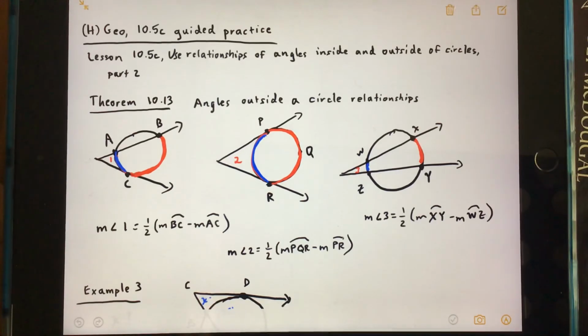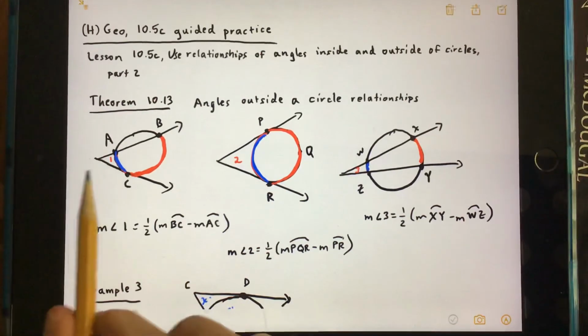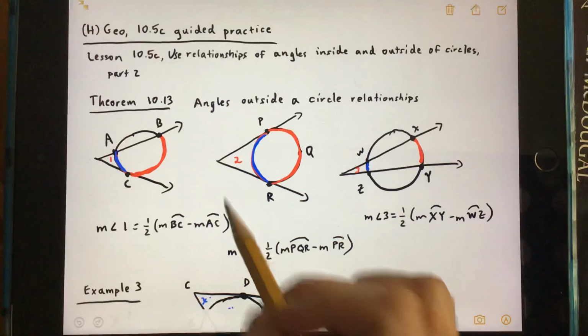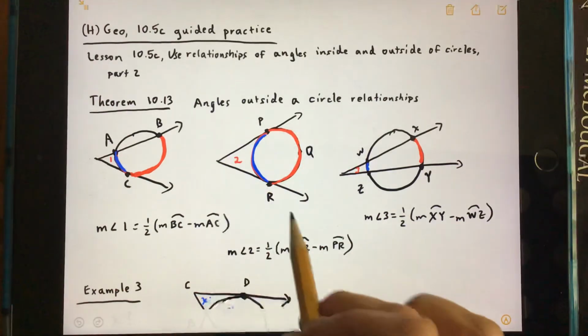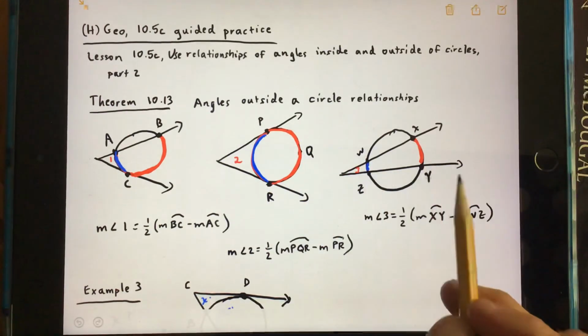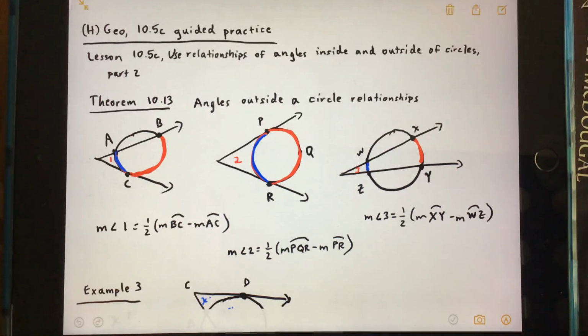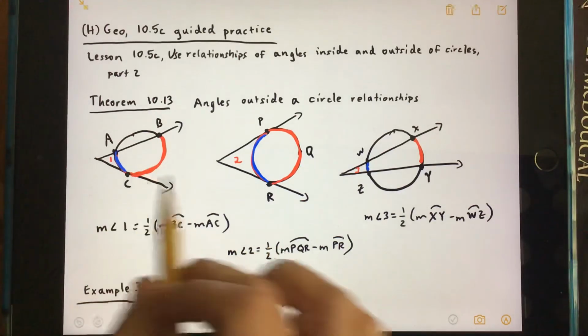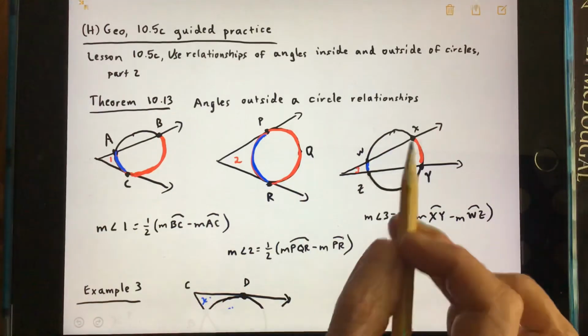circles. And we're going to see in each of these diagrams that there is an angle outside of the circle formed by either a secant and a tangent ray, or by two tangent rays, or by two secants. In each case, there will be two arcs that are intercepted, a blue and a red.